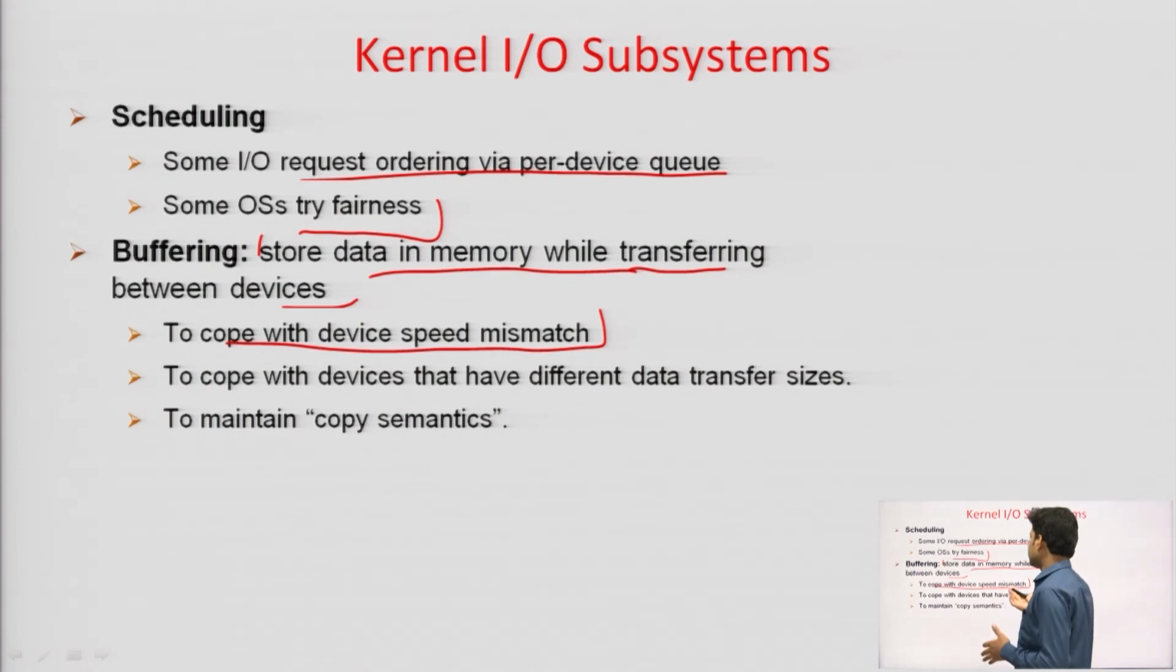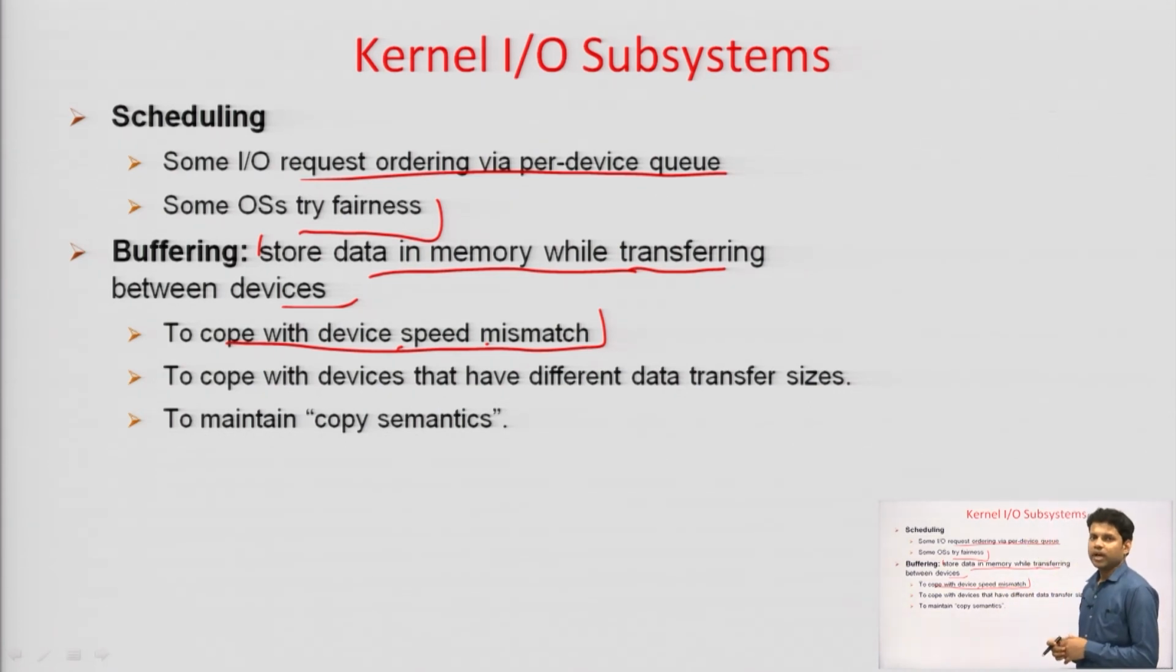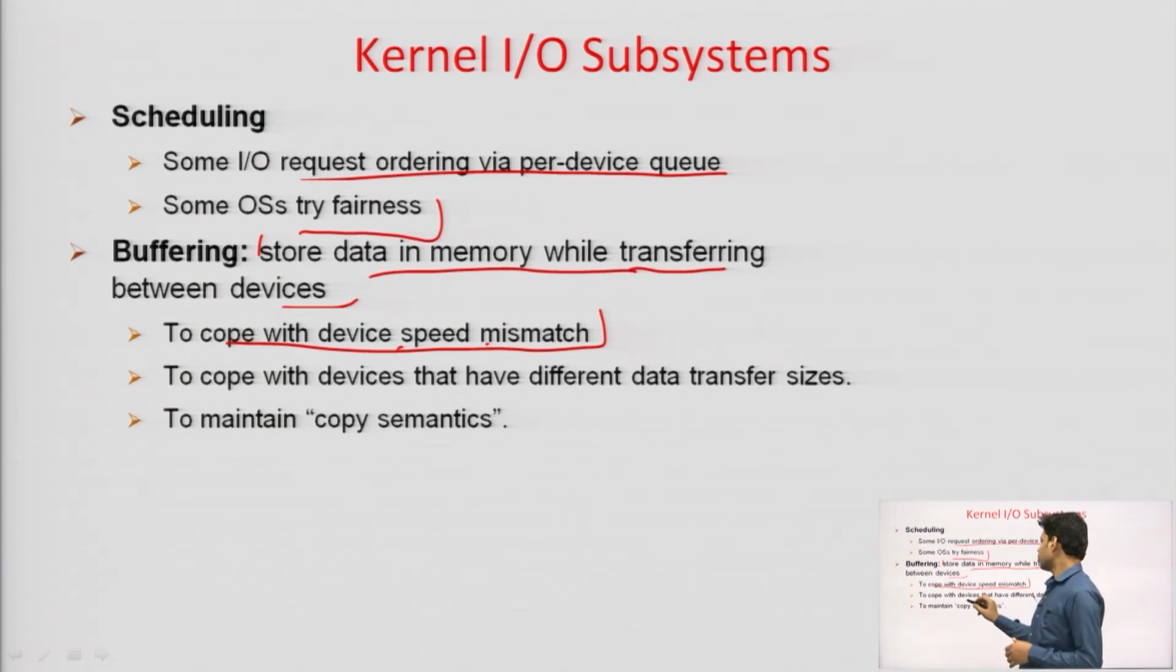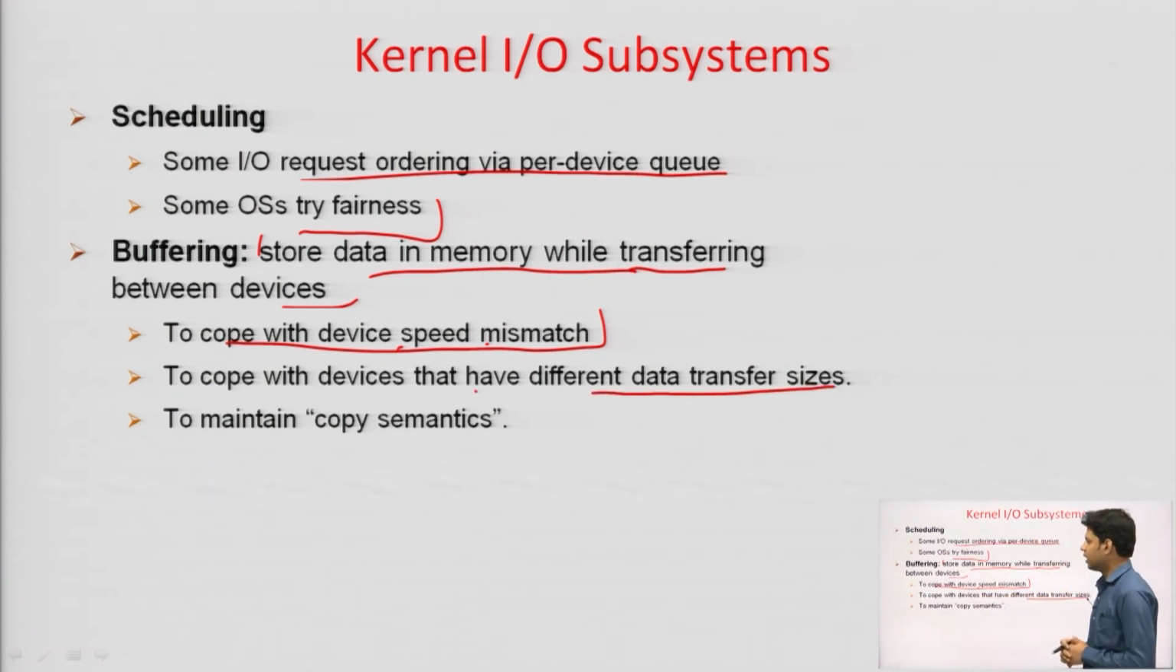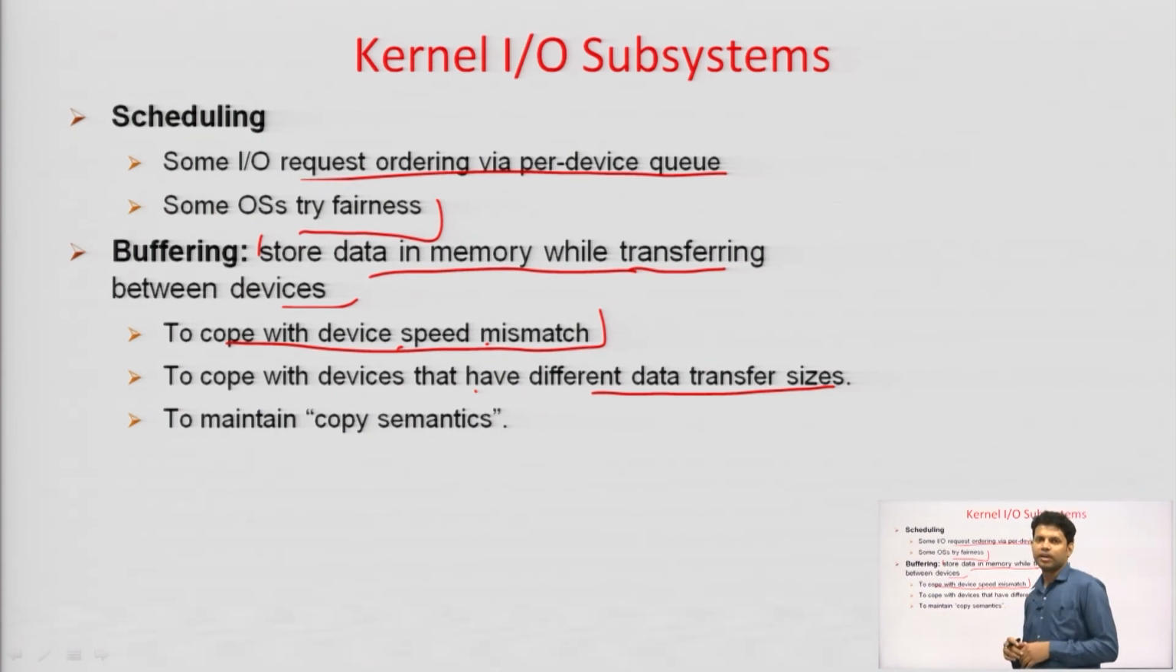That's why the data is not streaming from the internet. So, here the case is vice versa also, to cope with the device speed mismatch, because a device might be slow. And to cope with devices that have different data transfer sizes, and to maintain the copy semantics. These three things are the scenarios, and that's why we use this concept of buffering.